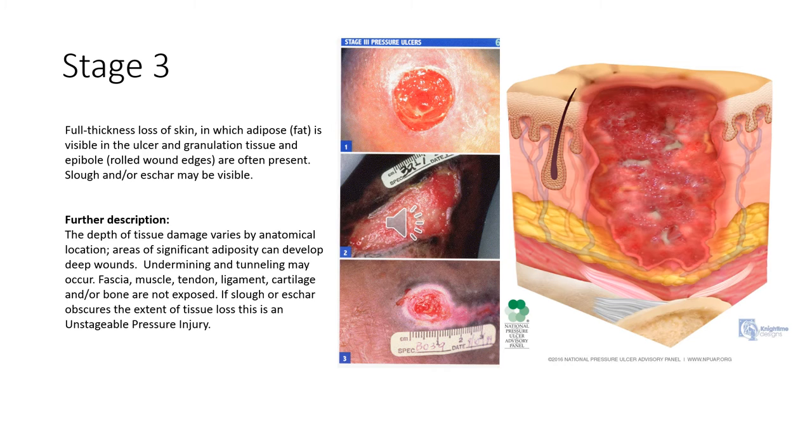Additionally, remember that if we cannot determine the base of the wound or see the bottom of the wound, we cannot call it a stage 3 until we're able to see the bottom of the wound. That would be considered an unstageable pressure injury.